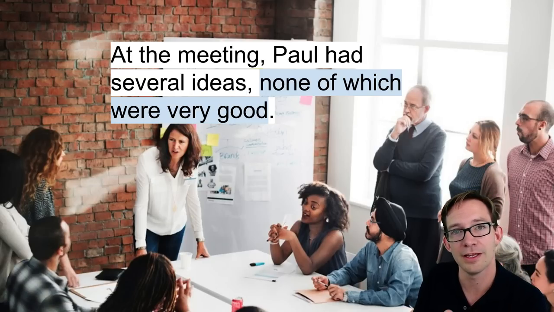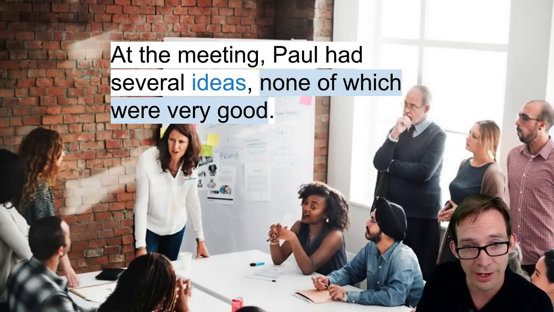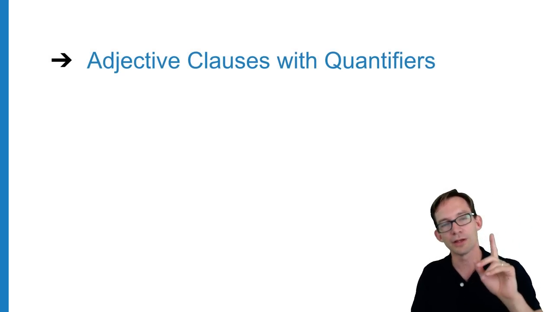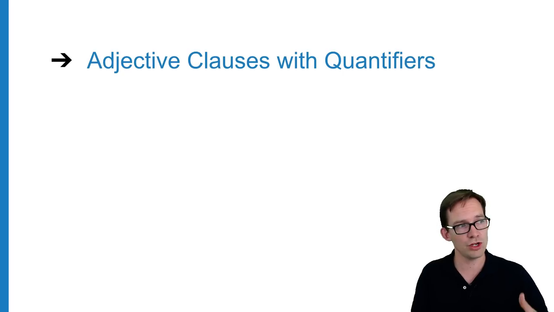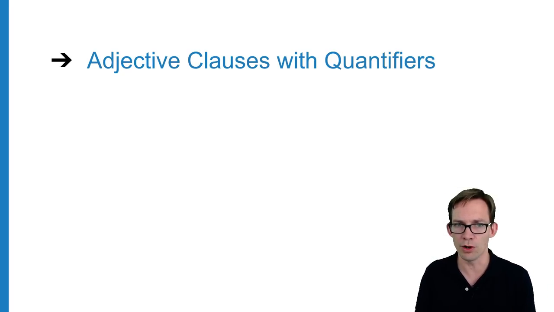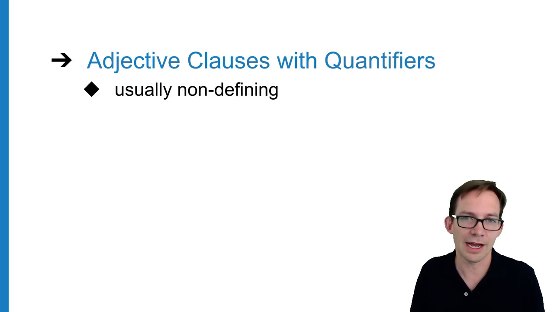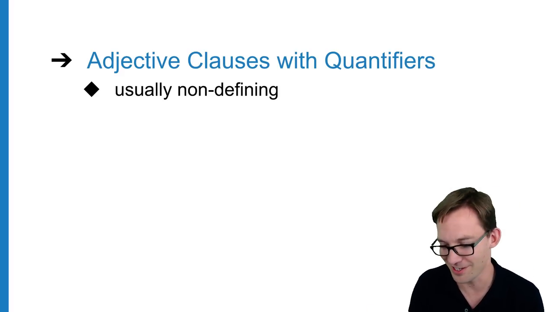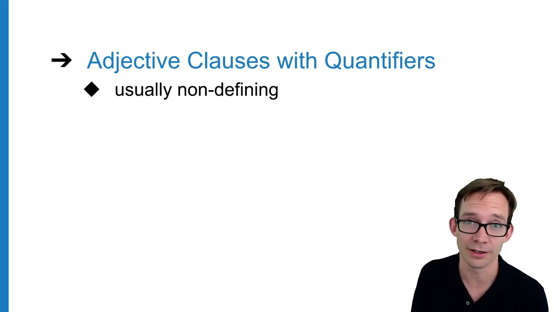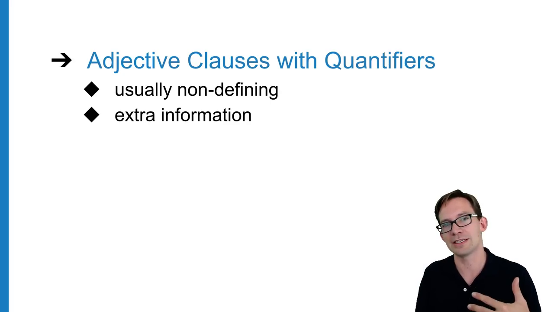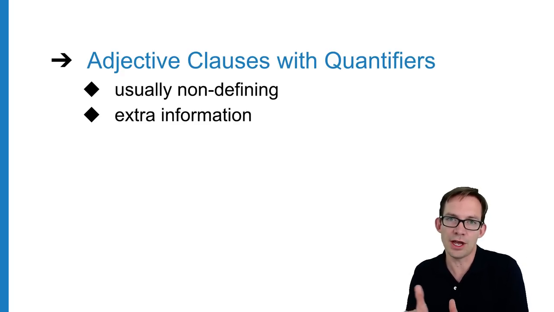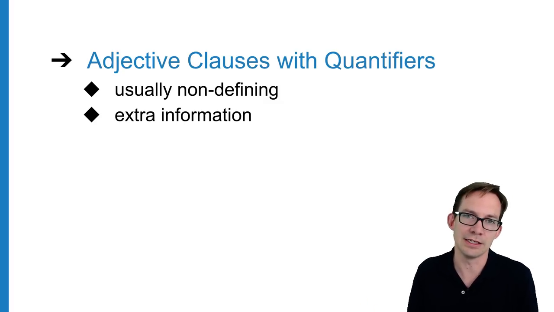So again, this is an adjective clause and it's modifying the word ideas. Okay, it's just a slightly formal structure. Good. All right, so one thing about adjective clauses with these quantifiers, when you're using some or many or none or neither or both, usually, I would say always, but there are always going to be exceptions. I don't like using the word always when teaching something, but almost always are non-defining, meaning it's extra information. It's not essential to understand the noun, right? So we didn't use the adjective clause, none of which were very good, to identify the ideas. It was just extra information, okay? You guys are crushing it here.